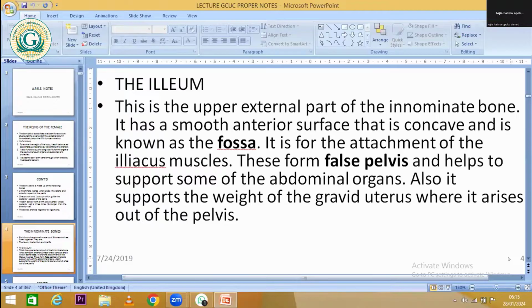I'm trying to get you the picture, the diagram of the pelvis, but I think, oh, okay.